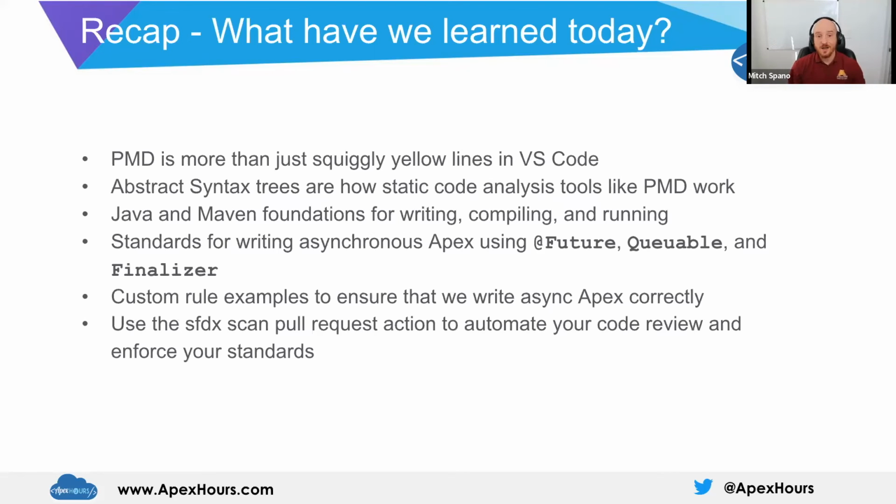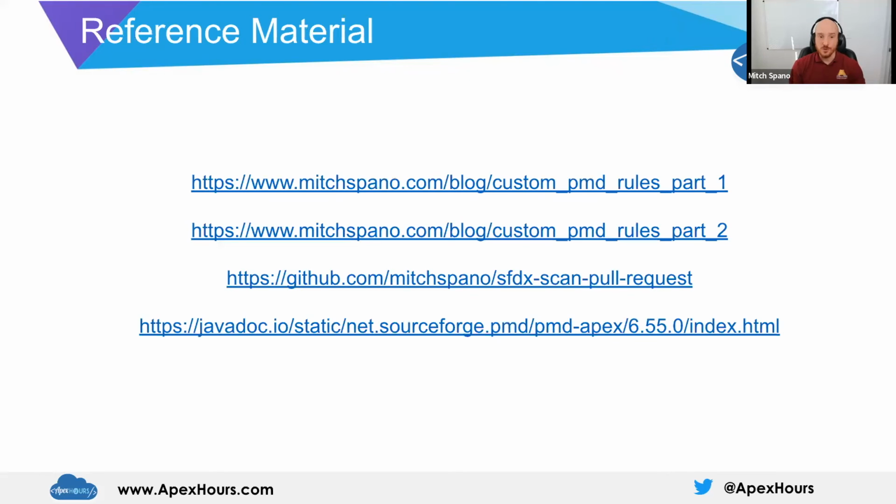So there's been a lot of content, very deep and technical. So I've got some resources here for you folks. Part 1 and 2 of a blog post on my blog. Part 1 talks about what it takes to actually write and compile these PMD rules. Part 2 talks about how we register them and execute them within the SFDX scan pull request GitHub action. Here's a link to the actual SFDX scan pull request action itself. And then finally, I include a link to the Javadoc for PMD version 6.55, which is the most recent version to be included within the SFDX scanner CLI plugin.